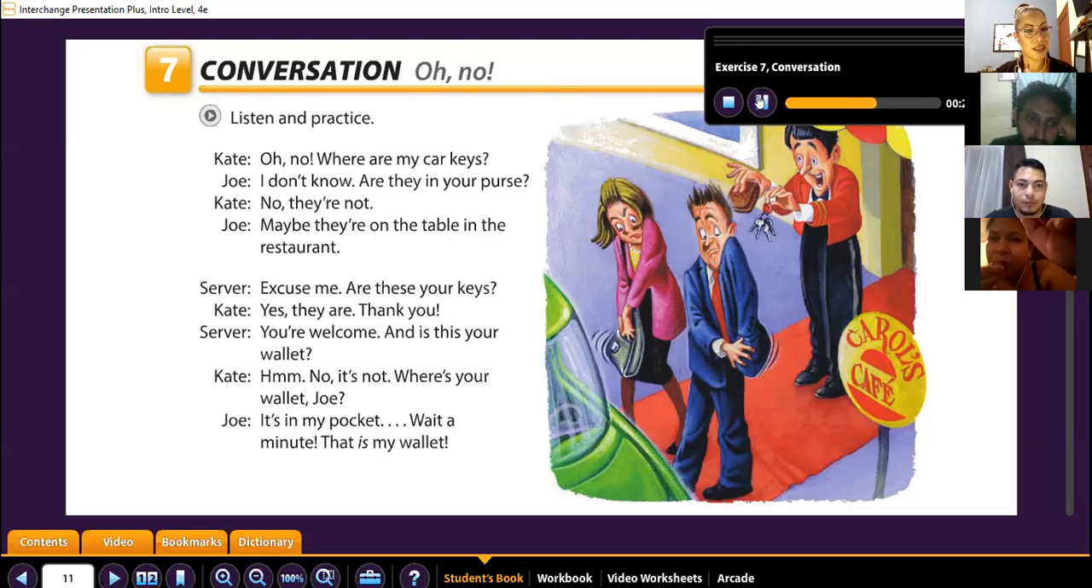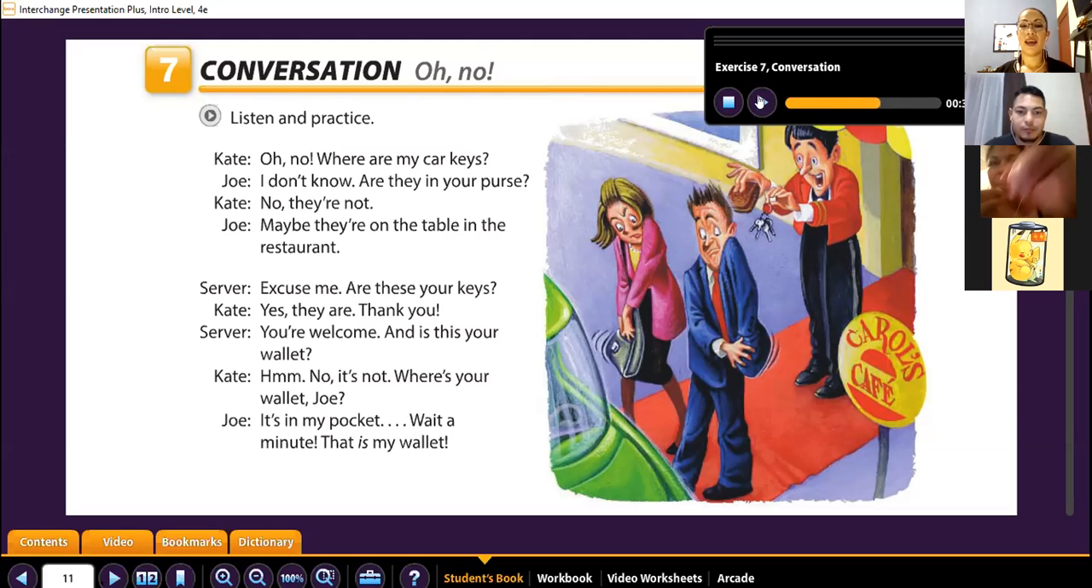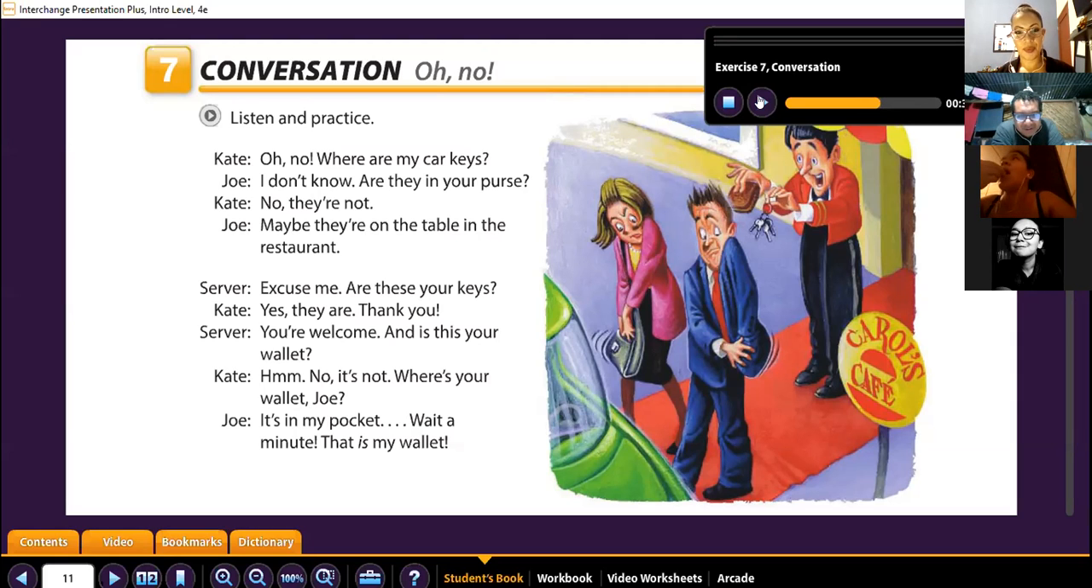Excuse me, are these your keys? Recuerden aquí es these. Are these your keys? Suena como I, no suena E. Keys. Are these your keys? Excellent.